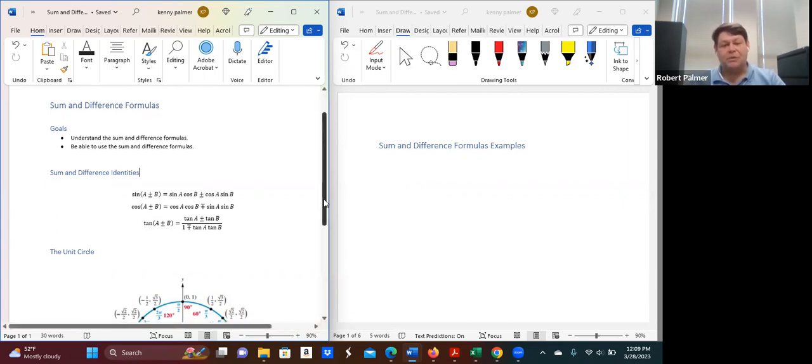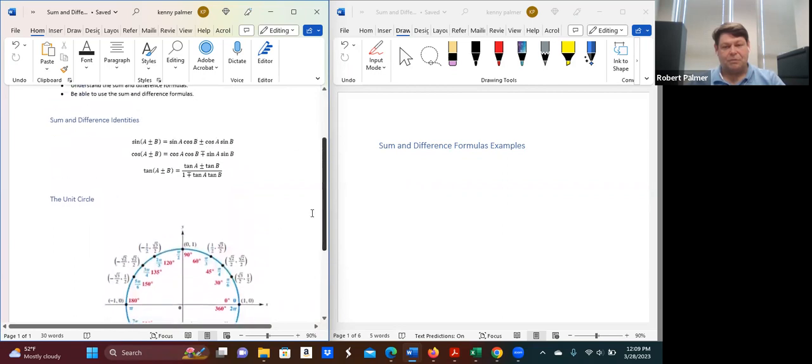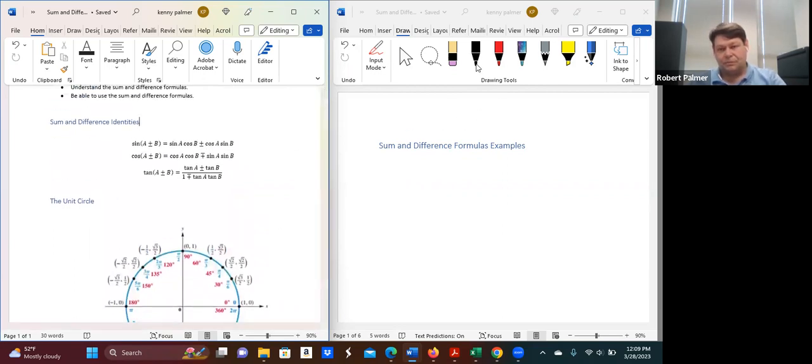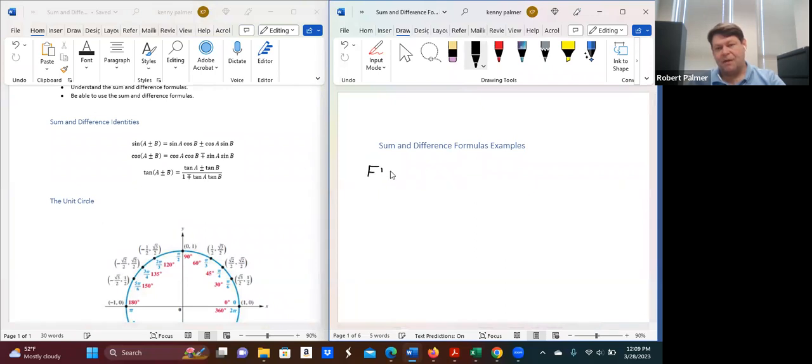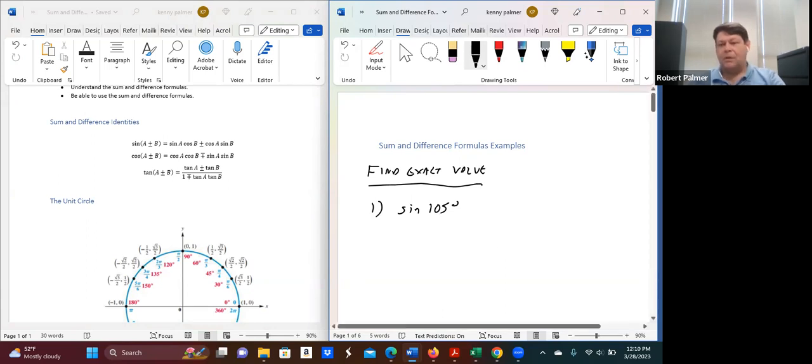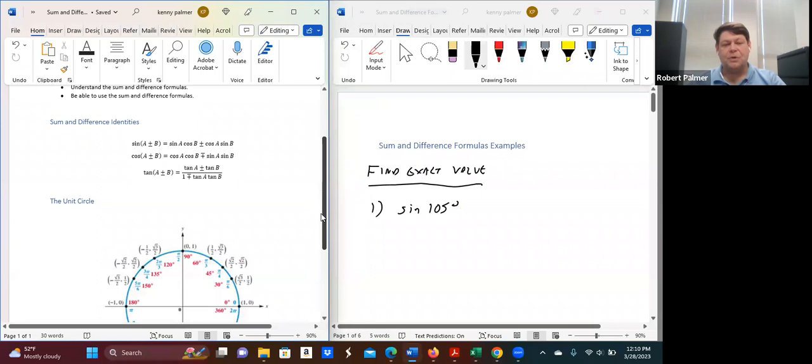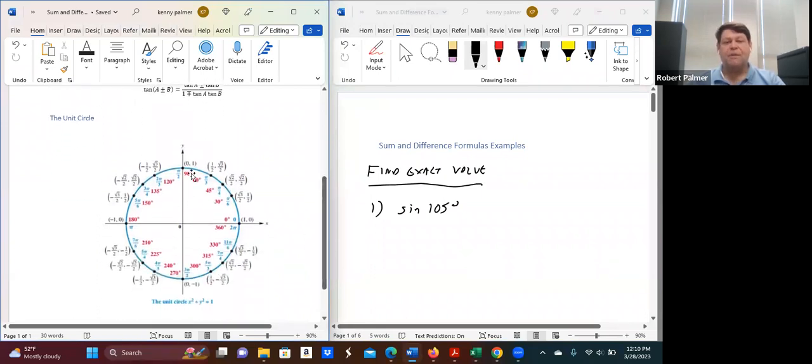I've also included the unit circle to help us find some of these values. Let's say our directions are to find the exact value. Number one, let's say we want to find the sine of 105 degrees. If you look at our unit circle, think about our typical values. Remember, in this unit circle our degrees are in red. 105 degrees is not one of our angles on here, so we can't use this unit circle directly to help us.